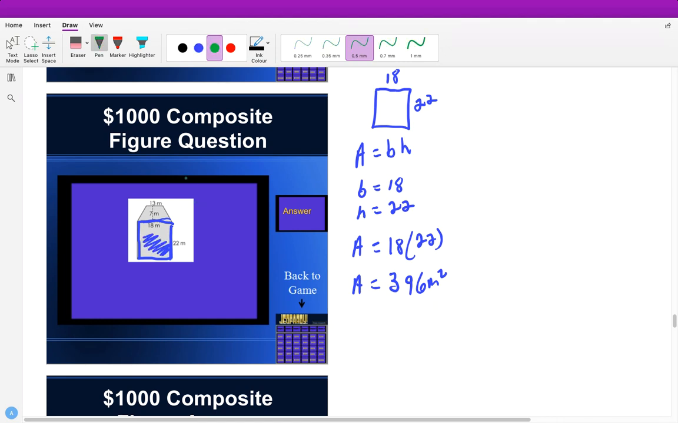Now I'm going to move on to this trapezoid. Remember, on this assessment, our standards talk about breaking things down into squares, rectangles, and triangles. So if you know the formula for area of a trapezoid, that's great. But on this assessment, you can't use it, because the standard that we are assessing says specifically for you to break it down into triangles, squares, or rectangles.